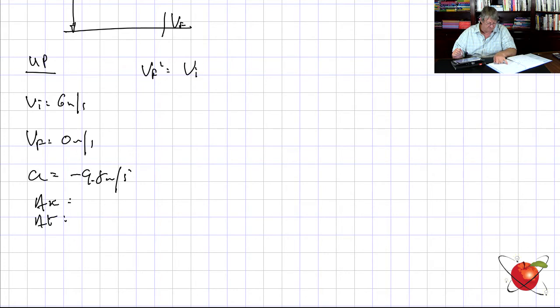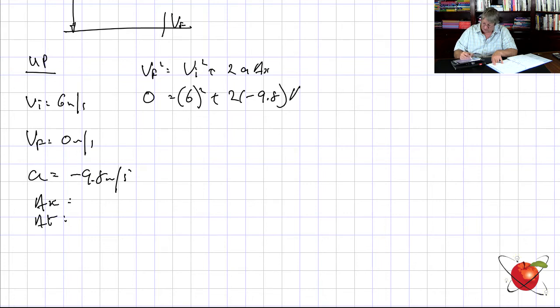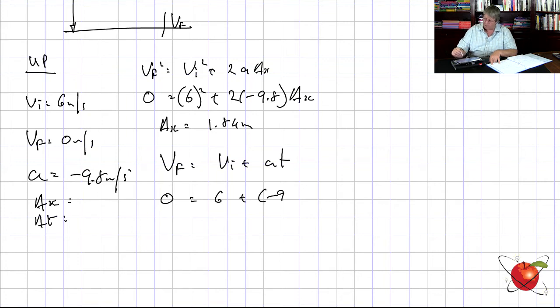We are going to use Vf squared equals Vi squared plus 2a delta x. V final is 0, V initial is 6 squared plus 2 times minus 9.8 delta x. From there, we find that delta x is equal to 1.84 meters. So it goes up 1.84, and how long does it take to get there?